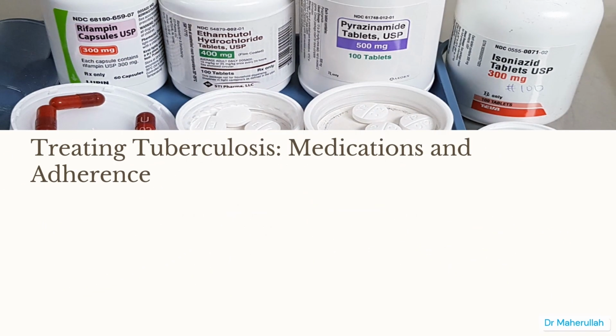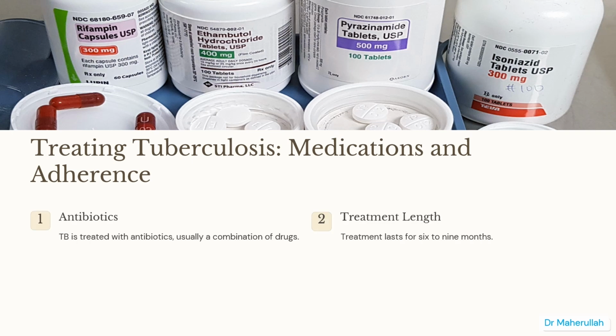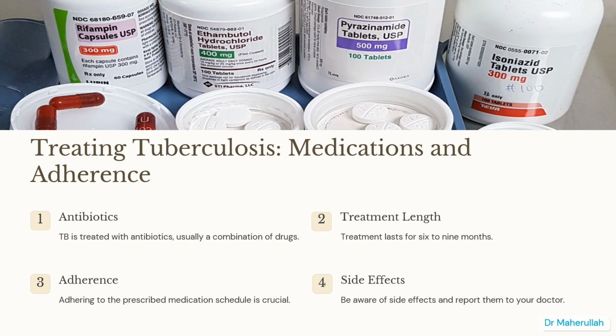Treating tuberculosis requires a combination of antibiotics, usually taken over 6 to 9 months. Adhering to the prescribed medication schedule is absolutely critical. Skipping doses or stopping treatment early can lead to drug resistance, making the disease much harder to treat. It is also important to be aware of potential side effects and report them to your doctor. With proper treatment, TB can be cured, but it requires patience and commitment.